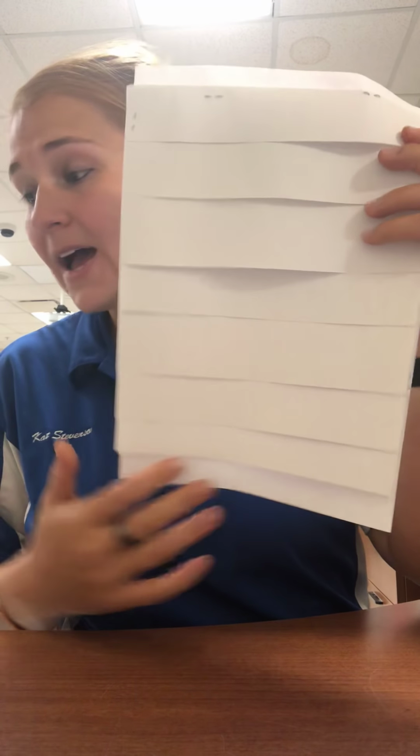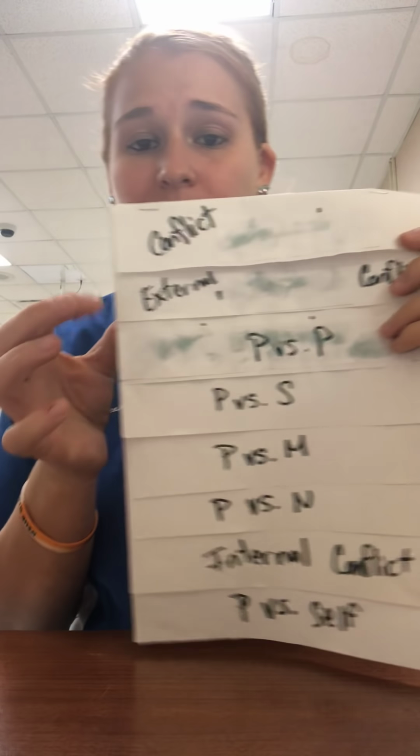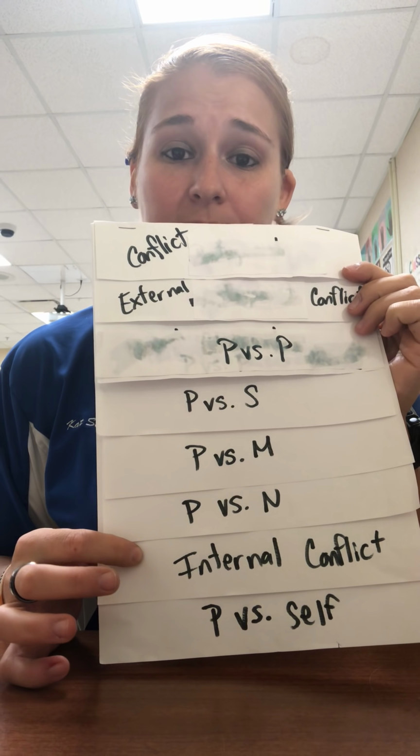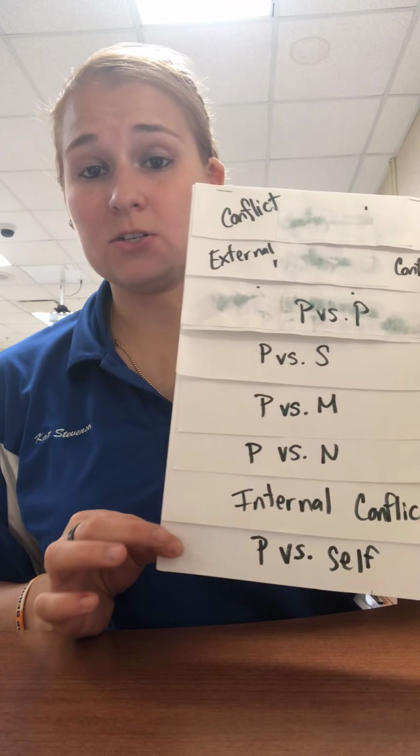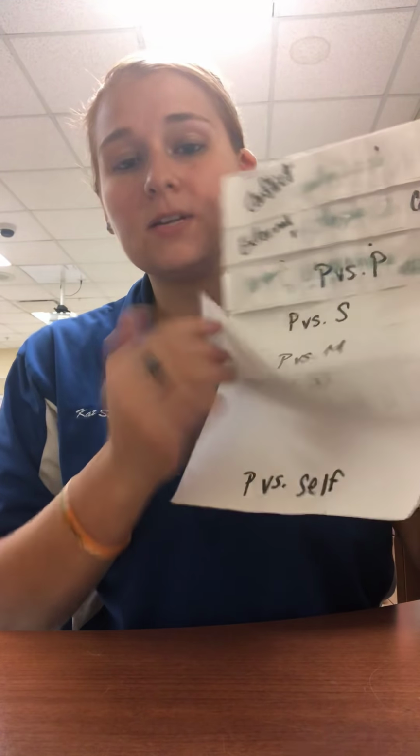So now you have your flaps, and this is where you're going to write all your different conflict things, okay? So you're going to have conflict, then you're going to have external conflict, the 4 types of external conflict, internal conflict, and then the 1 type of internal conflict, so that when you are studying, you are able to pop these up and say, oh, what is internal conflict? Lift it up and you can see it, okay? It should be pretty seamless. If you have any issues, of course, message me on Remind, and then we will get you set up.